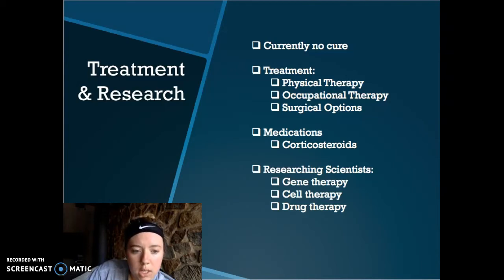dystrophin production. Cell therapy is delivering muscle cells from a healthy donor, containing a healthy gene, to Duchenne muscles to compensate for lost muscle tissue and to allow for normal dystrophin production by the donor cells. And then drug therapy uses drugs to treat the various aspects of disease pathology, including inhibiting the loss of muscle tissue and suppressing the immune system.